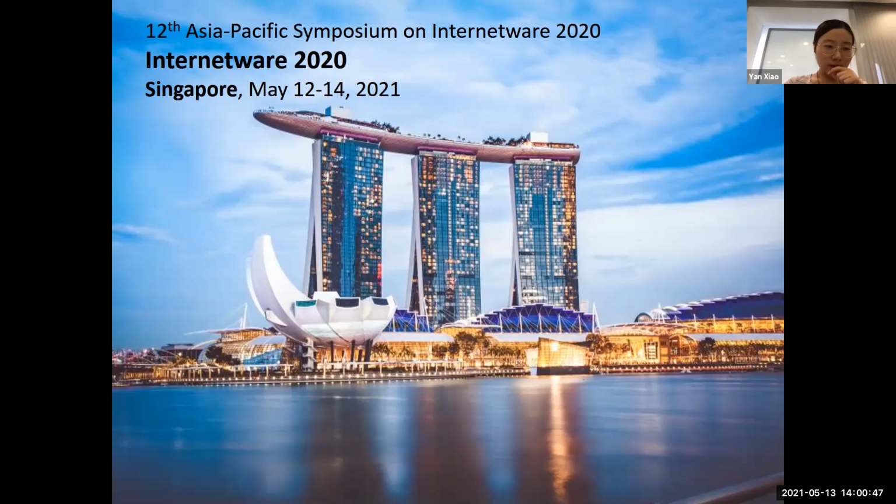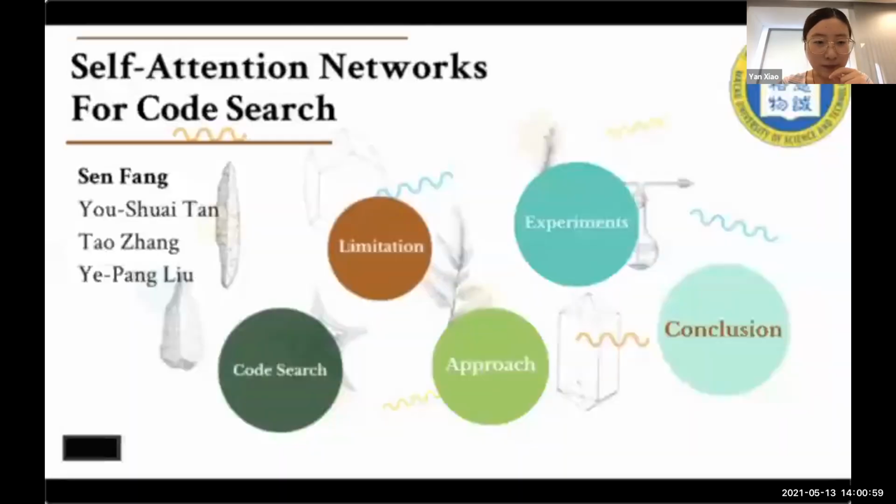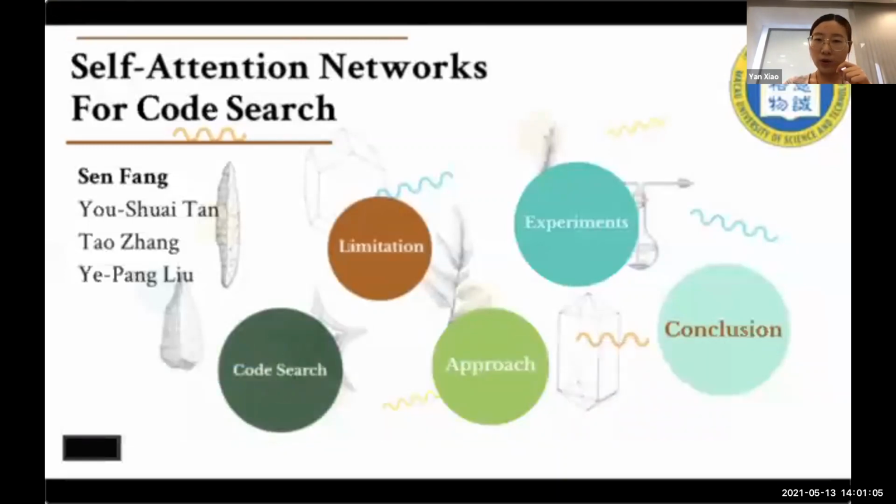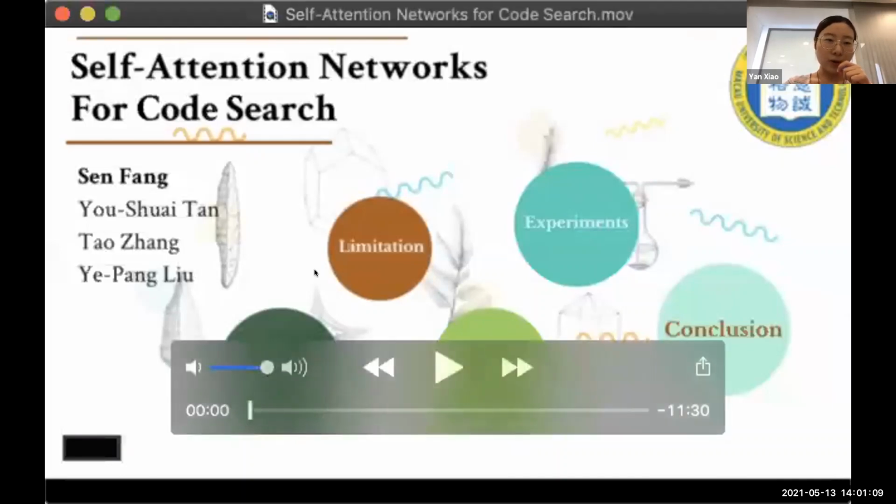The first one is Self-Attention Networks for Code Search. The presenter is Sen Fang.